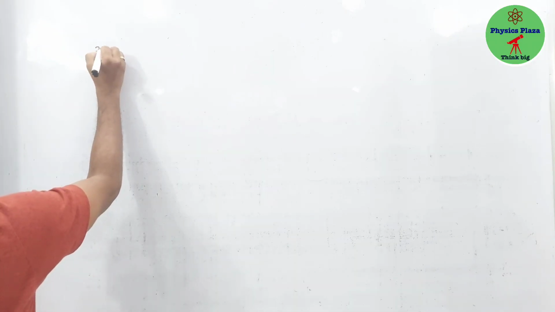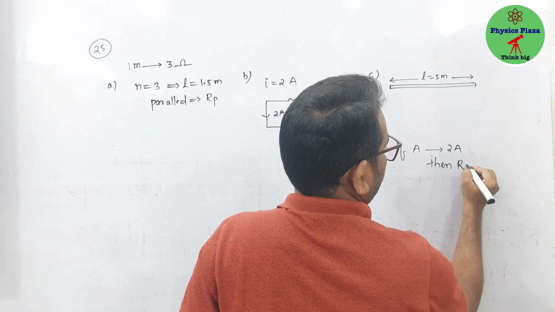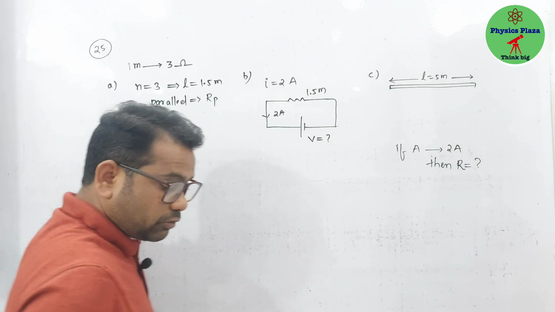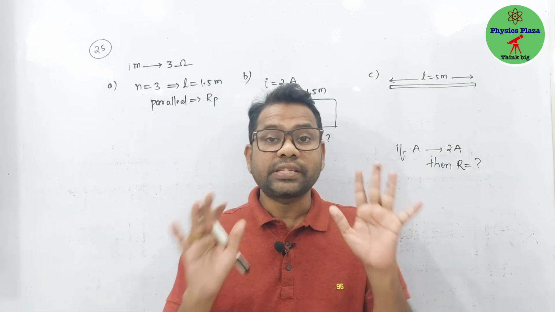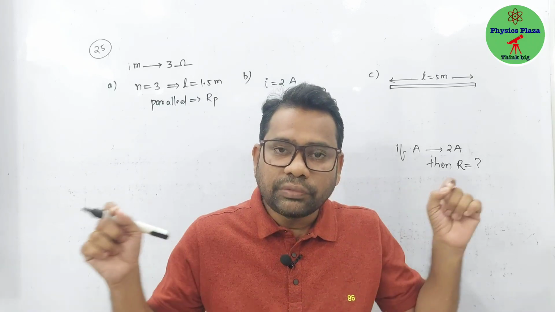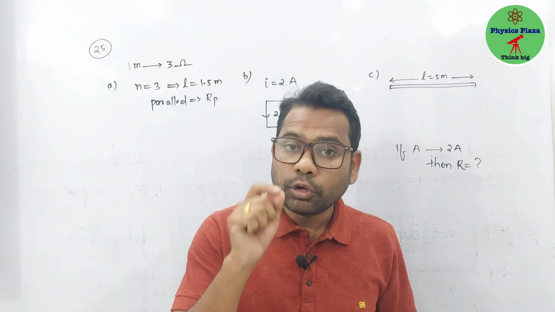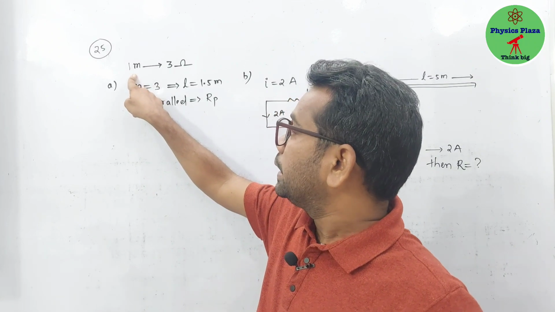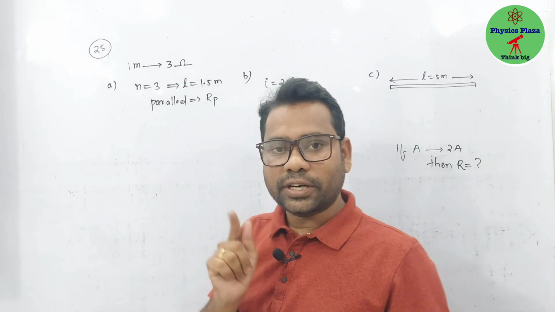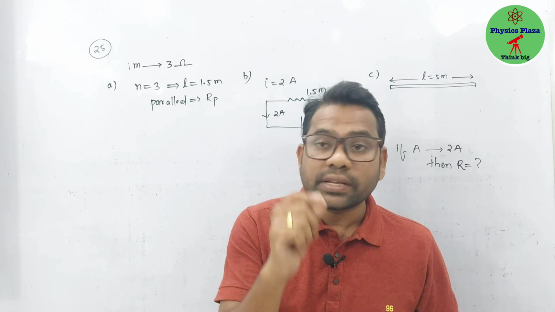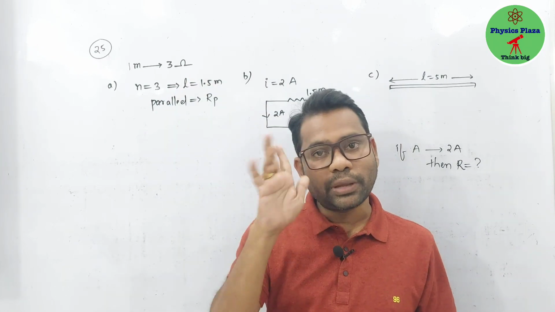Now we see the numerical 25. R is equal to how much? Children, look here. This question is quite interesting. Direct resistance is not given. They are talking only in terms of the length of the wire. But for us one clue is given. What is that? 1 meter wire resistance is 3 ohm. Try to understand. The wire of length 1 meter has a resistance of 3 ohm. We have to keep that in mind.